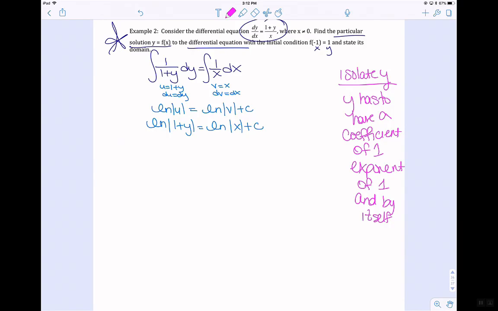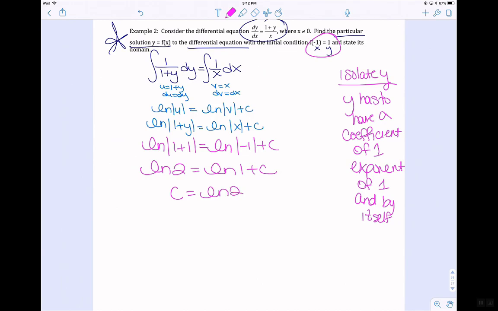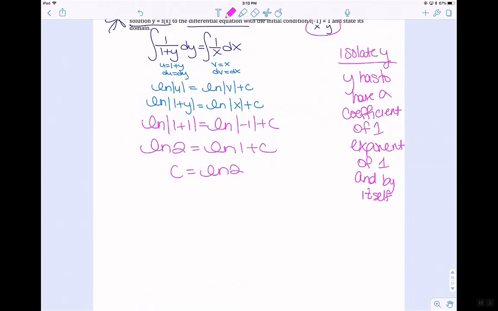Okay, so I'm going to use my initial condition. ln absolute value of 1 plus 1, because that's the y value, equals ln absolute value of negative 1 plus c. I'm getting that because f of negative 1 is equal to 1. So I get the ln of 2 is equal to the ln of 1 plus c. The ln of 1 is 0. So c is the ln of 2. Okay?